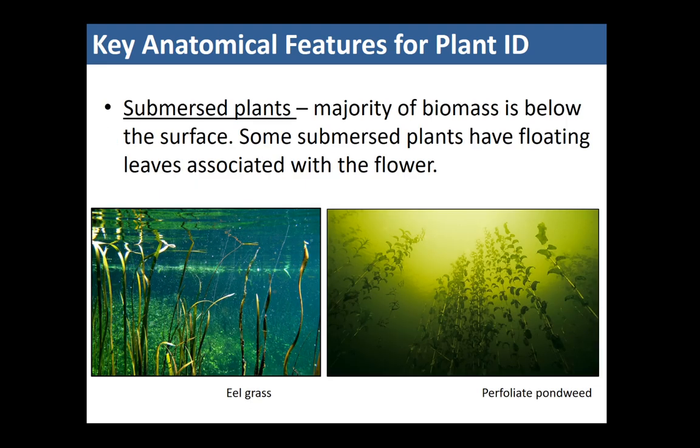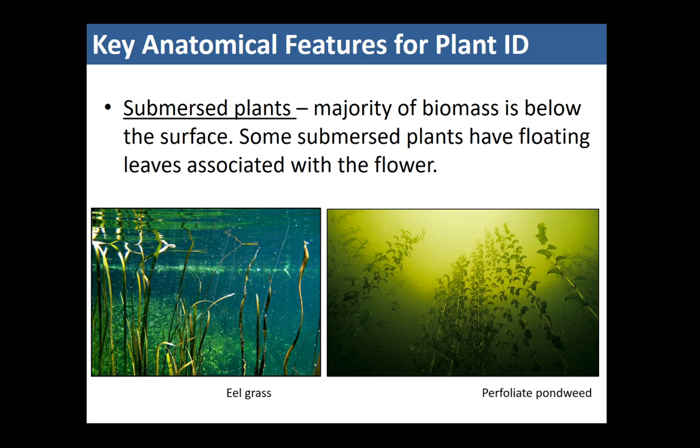And then the final one we're going to talk about in terms of where plants are growing is a submerged plant. A submerged plant is one where the majority of the biomass is below the surface. Now, even submerged plants sometimes, or quite often actually, will have floating leaves. Those floating leaves are usually associated with the flower, but below the surface is where the majority of the plant's biomass is. So here's two examples on this slide.